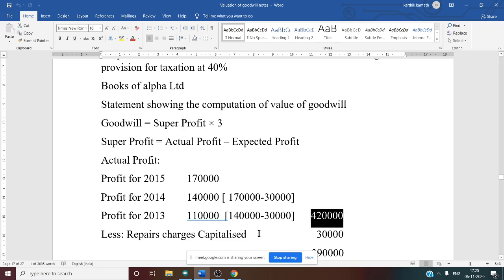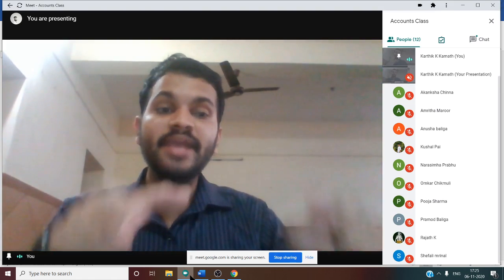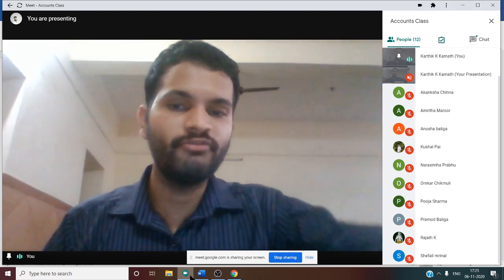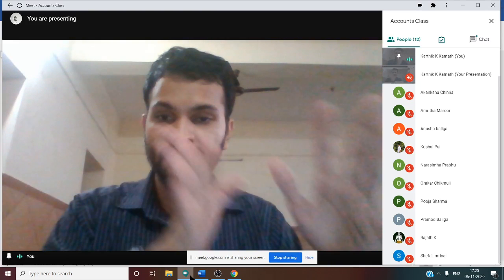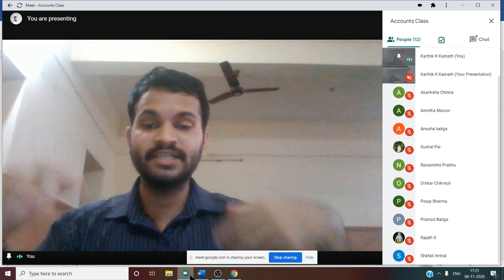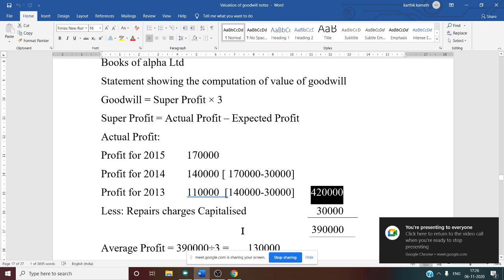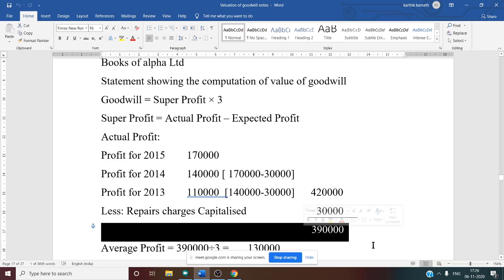Less, you are going to deduct repair charges. Why? Because it is one kind of expenses incurred for betterment of building. Why? Because this type of expenditure is capital expenditure. Capital expenditure means it's a non-recurring expenditure that we have discussed. Yes, that is why less repair charges capitalized 30,000. So now final profit after deducting repair charges is 4,20,000 minus 30,000 is 3,90,000.